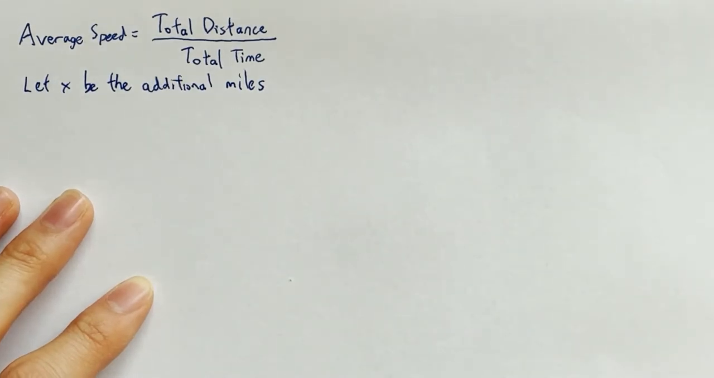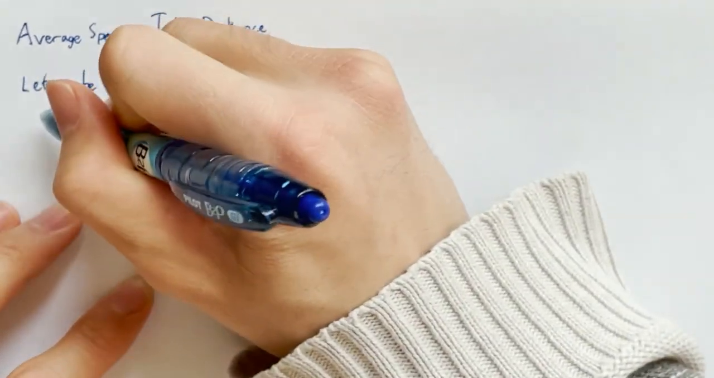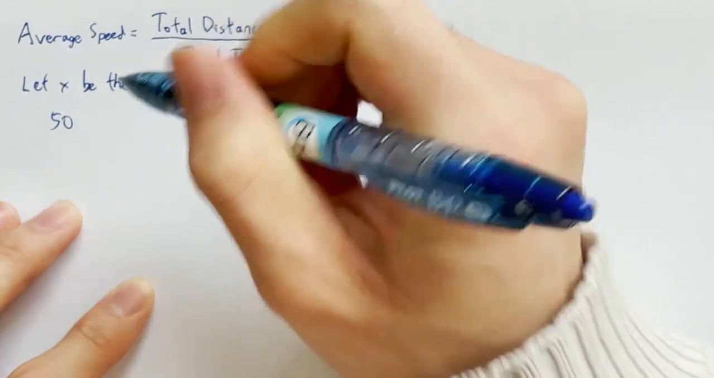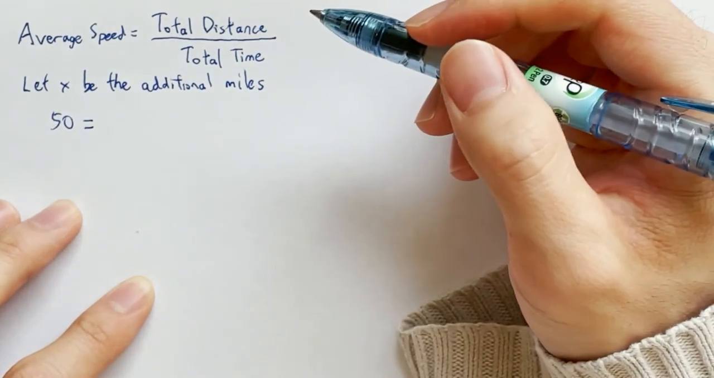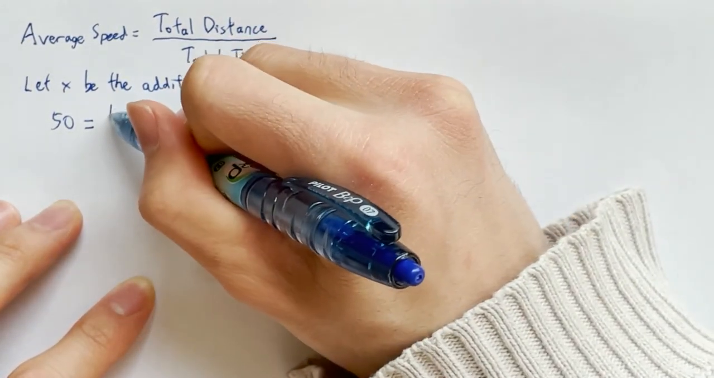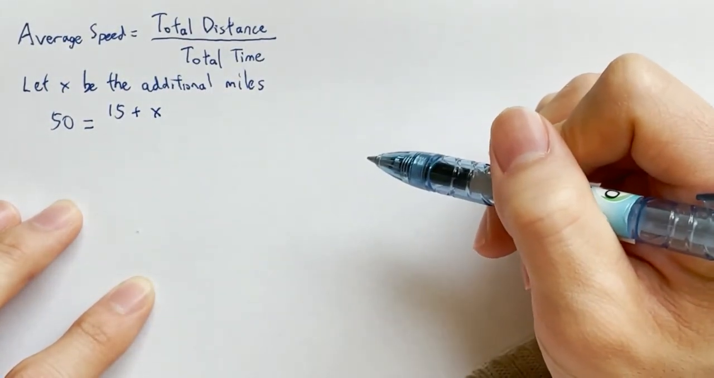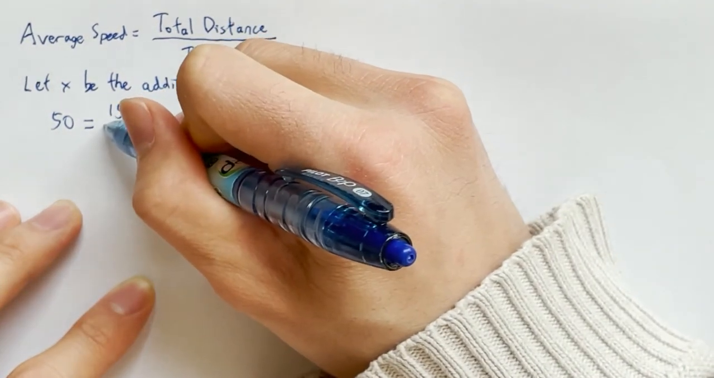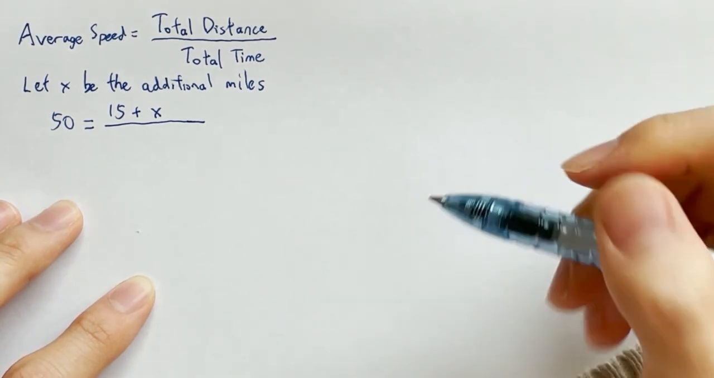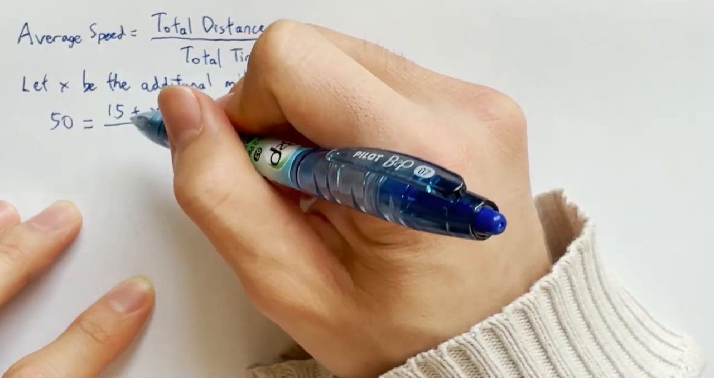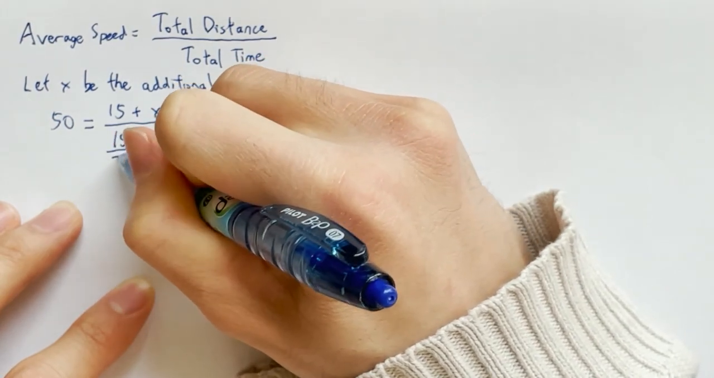Now, let's try to set up an equation in terms of x. So we know the average speed that we're trying to achieve is 50 miles per hour. So that's going to be our left-hand side here. On the right-hand side, we need the total distance traveled, which will be the 15 miles that he already traveled, plus the additional miles that he will travel, which is our x, and that should give us the total distance. For the total time, we need to see how much time he has already traveled for, and we can calculate that by taking the distance that he's traveled so far, 15, and dividing by the speed that he traveled at, which is 30.